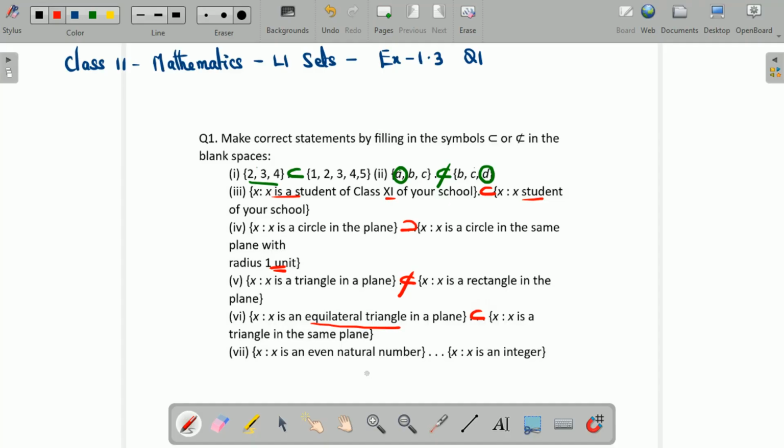Now for the last one, X is an even natural number, whereas on the right side, X is an integer. If you see, all even natural numbers are part of integers. So in this case, the left side is going to be a proper subset of the right side. So we have placed all the necessary symbols.